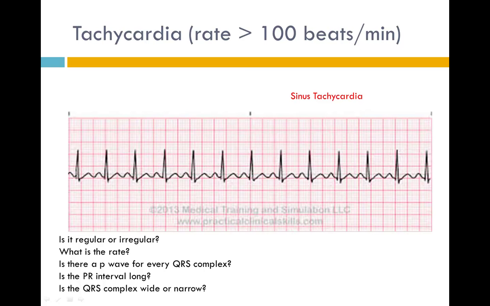Is there a P wave for every QRS? Yep, I do see a P wave for every QRS complex. Is the PR interval between 0.12 and 0.20? Again, that's about 3 to 5 little boxes between this interval. And yes, it is, so it's within normal. Is the QRS complex wide or narrow? Well, just by looking at it without even taking on any measurement of my little boxes or squares, it does appear to be narrow. This is sinus tachycardia. All right, you and I could probably run around the block and create this rhythm right now.